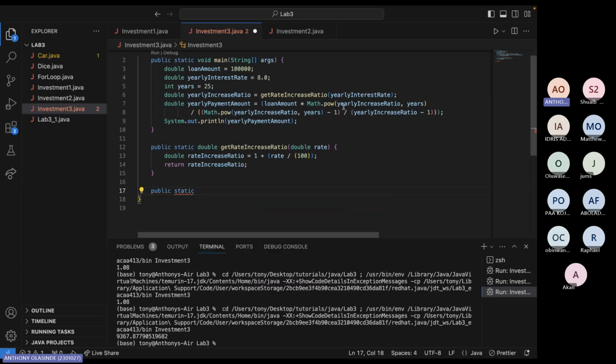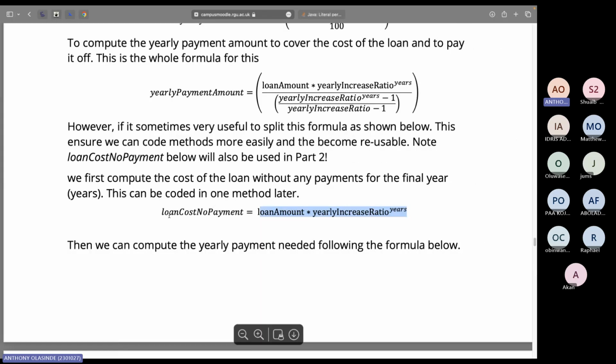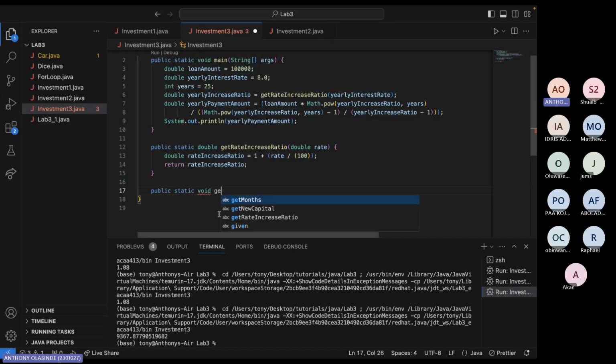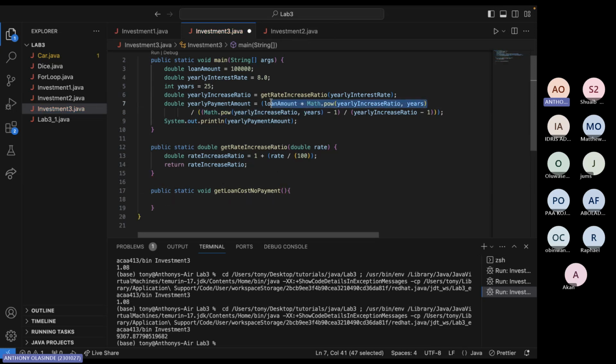We want to do the same thing for this first line, this loan payment multiplied by the yearly increase ratio for our years. We want to do it separately. So public static, let's say void for now, we don't know yet. We call it get loan cost no payment, right? Then we'll put the formula, which is this. Control C. You can just return it directly.